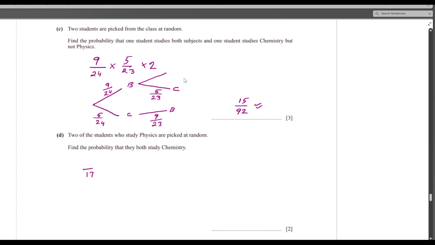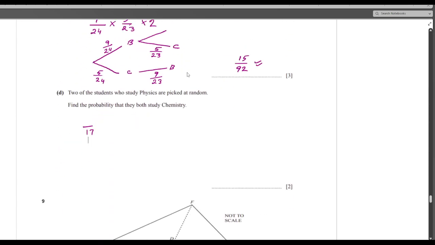Now there are 9 students who study both the subjects. So from 17, I pick one student who studies both the subjects. So it is 9 divided by 17. Then other, so there is 8 such student now out of 16 such students. So it is 8 times 2. So it is 9 divided by 34. 9 divided by 34 is your answer.